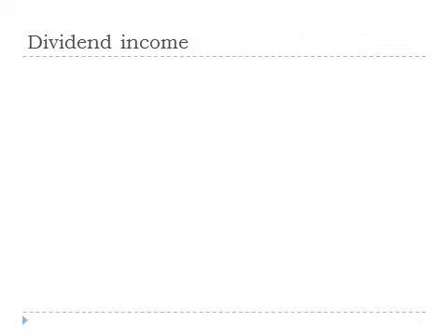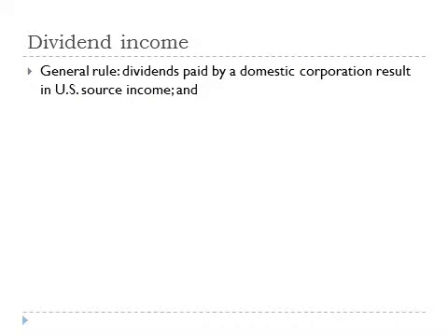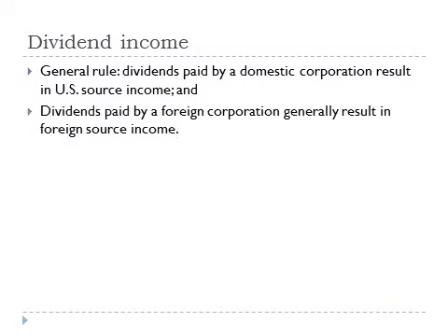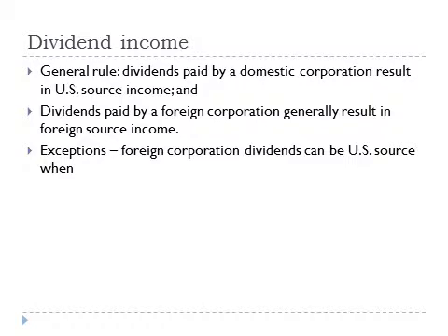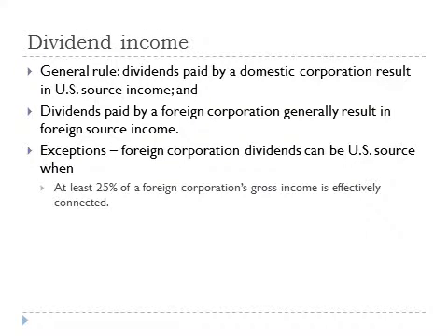Now let's turn to dividend income. Dividends paid by a domestic corporation generally result in U.S. source income, and dividends paid by a foreign corporation generally result in foreign source income. However, there are several exceptions to these general rules.